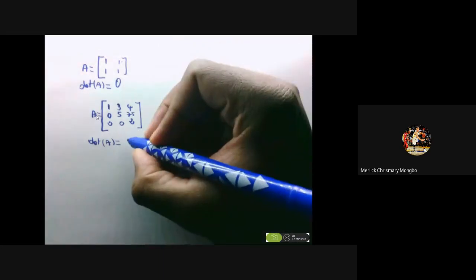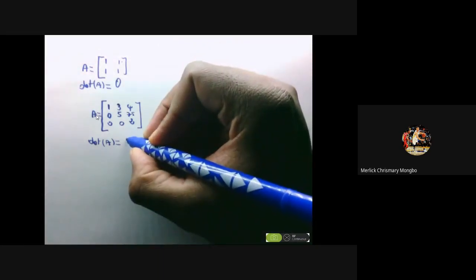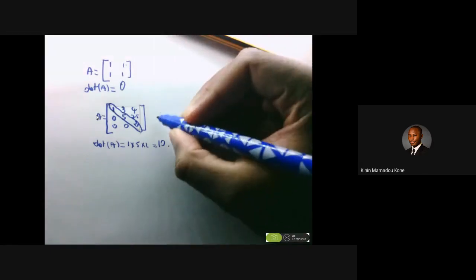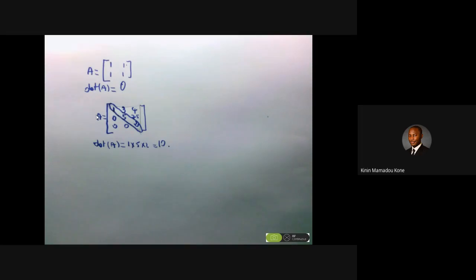5 times 1 times 2. Yes, that's correct. Here we are dealing with a triangular matrix. If you are dealing with a triangular matrix, you find the determinant of the matrix A through the product of the diagonal elements. So 1 times 5 times 2, that's going to be 10. That's it. You don't have to do all the calculation, all of that. In 30 seconds, you are finished. Okay.